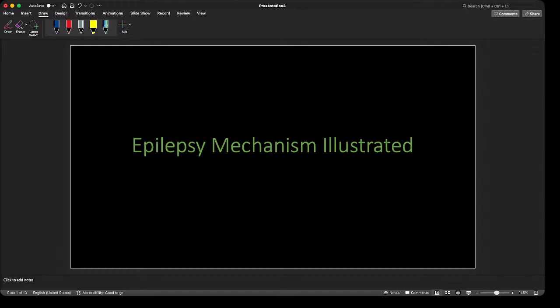Hello everyone, my name is Snehal Desai and I'll be going over briefly some mechanistic structures of how seizures develop. We'll look at some diagrams here in a few minutes.